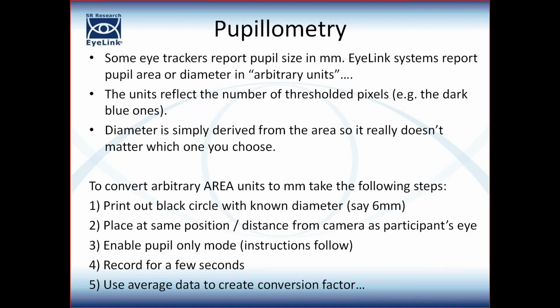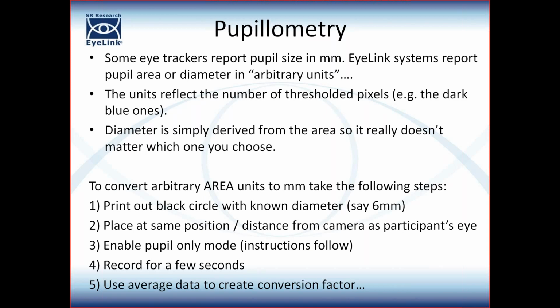And then you literally place this artificial pupil in your head support at roughly the same position as somebody's eyes would be, with your camera at the same distance that it was for all of your recordings. This is why it's important that you keep that camera to eye distance the same, because you don't want to have to do this for every single participant. So you put the artificial pupil that you've printed out into the head support, and you point the camera at it and you record some data.